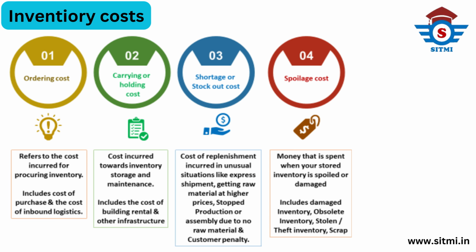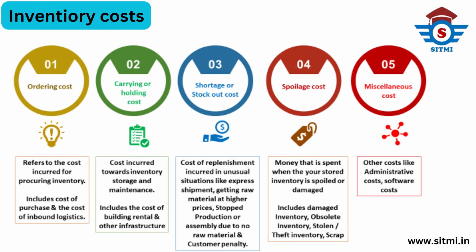The fourth cost is spoilage cost. Spoilage cost refers to the money spent when your stored inventory is spoiled or damaged. Spoilage cost can include damaged inventory, obsolete inventory, stolen inventory, and also the cost of scrapping the inventory. Finally, the miscellaneous cost, which can be administrative cost or software license premium, or software cost required to maintain inventory records. So these are all the types of inventory cost associated with controlling inventory.